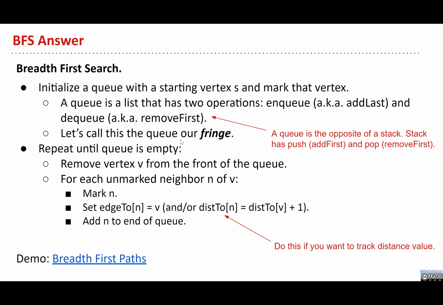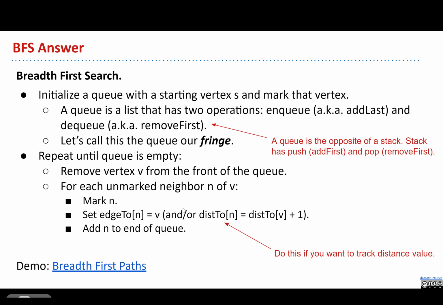And so we'll call this queue our fringe. And the reason it's called the fringe is it's the extent of the things we're currently exploring on the graph. It's what's next, right? It's on the fringe. And then what we're going to do is we're going to repeat until this queue is empty, the following. We're going to take the vertex that's on the front of the queue, whoever's at the front. And then for every unmarked neighbor, we're going to mark it, set the edge to, and then add it to the end of the queue. Very similar to DFS.